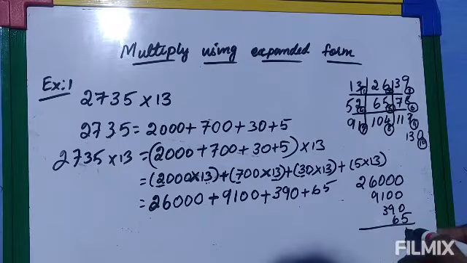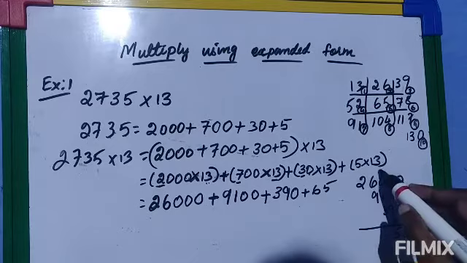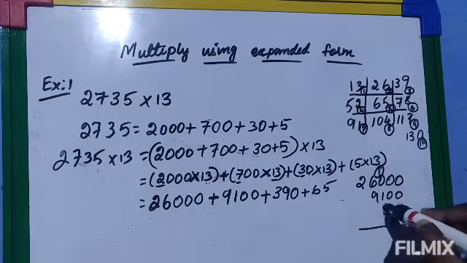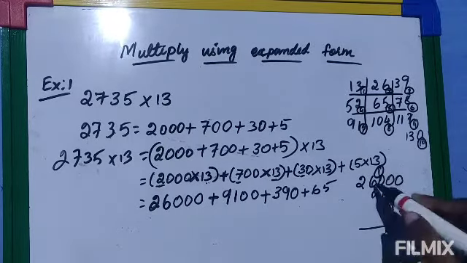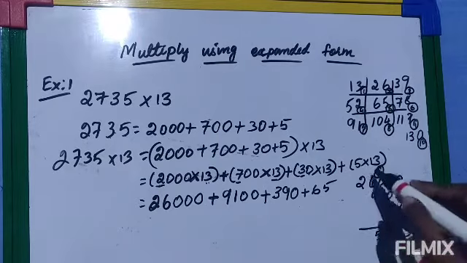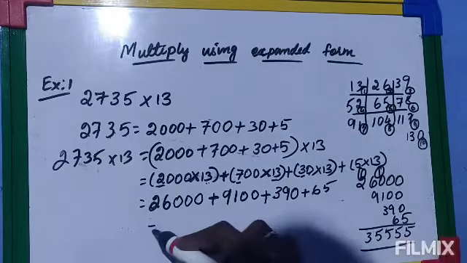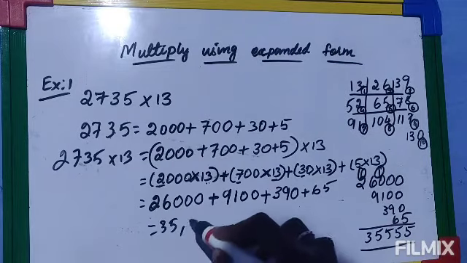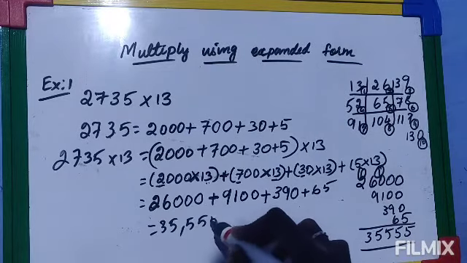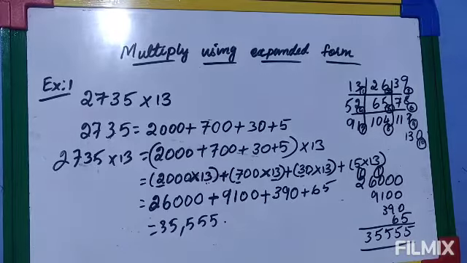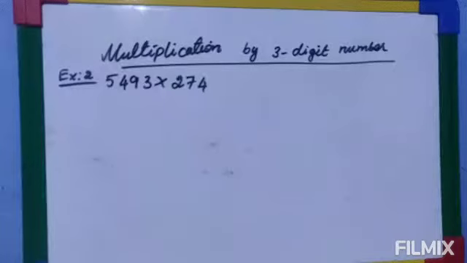65. So 0, 0 plus 5, 5, 9 plus 6, 15, 5, and 1 carry here. 1 plus 1, 2, 2 plus 3, 5, 6 plus 9, 15, 5, 1 carry here, 2 plus 1, 3. So the answer is 35,555. So this is the way you will use the expanded form to do the sum. So this is given in exercise and do it.